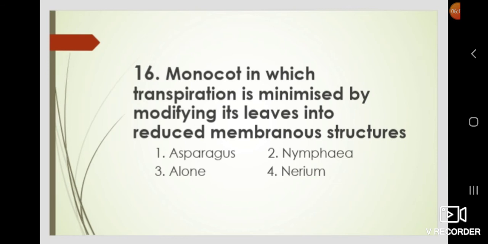Question number 16. Monocot in which transpiration is minimized by modifying its leaves into reduced membranous structures. The right answer is asparagus. Monocot in which transpiration is minimized by modifying its leaves into reduced membranous structures. Answer is asparagus.